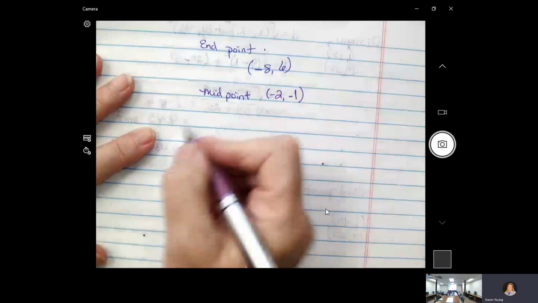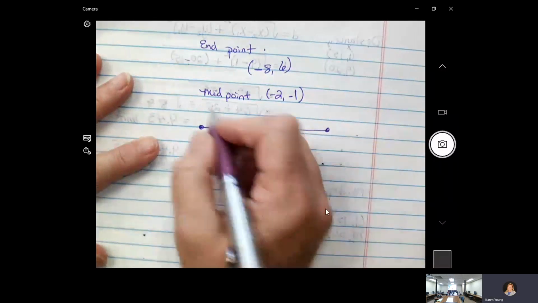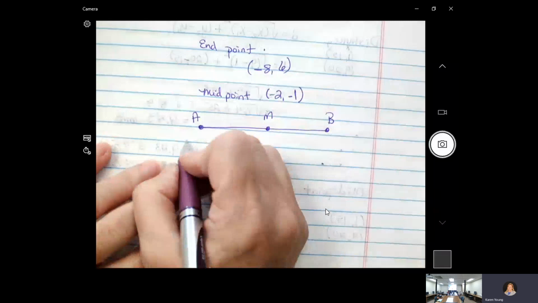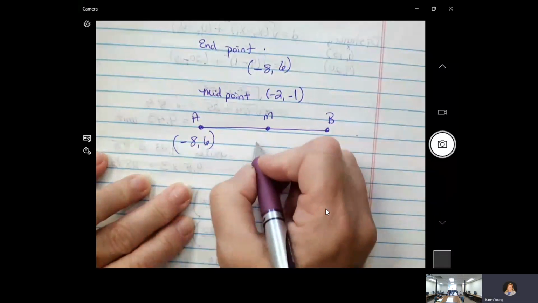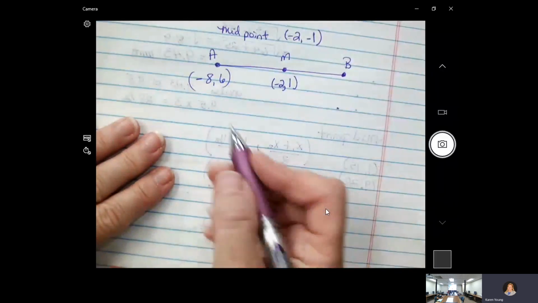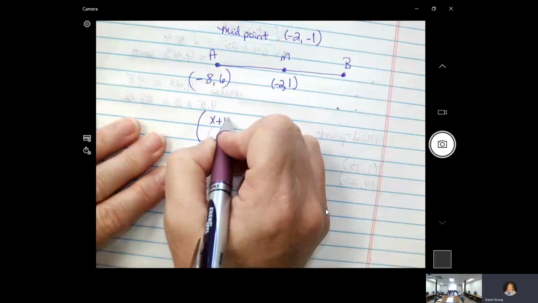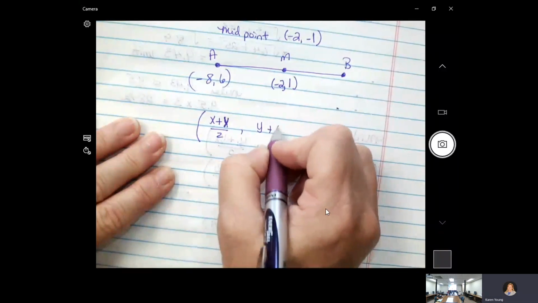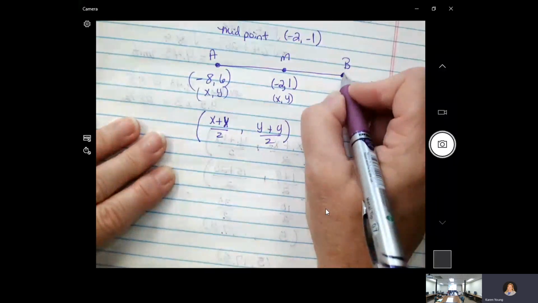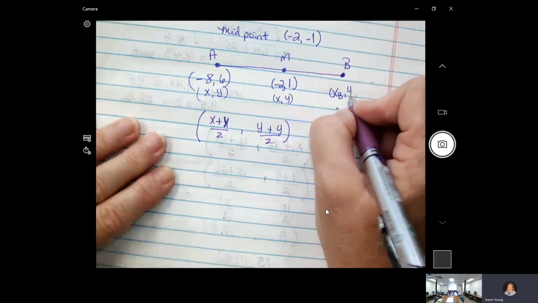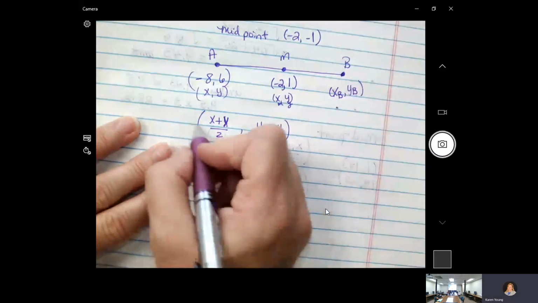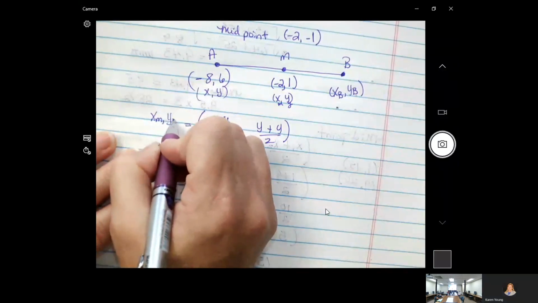Okay. So if I was to draw a line, and I'm going to call this A and this B, and the midpoint is M. I know that one endpoint is -8 and 6. My midpoint is -2 and 1. So I've got to find this other endpoint. We're going to use our midpoint formula where I have the sum of the x's divided by 2 and the sum of the y's divided by 2. And of course, this is x, this is y. Since I don't know what B is, it's going to be xb and yb, because that's my endpoint B. And this is xm, ym.